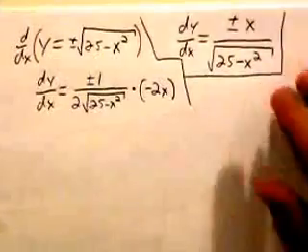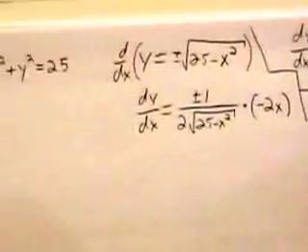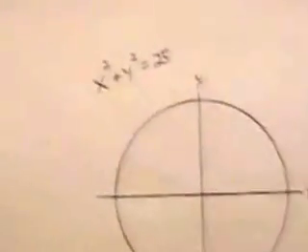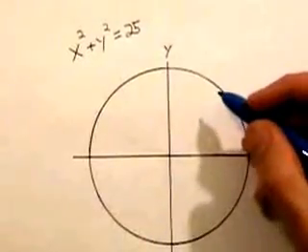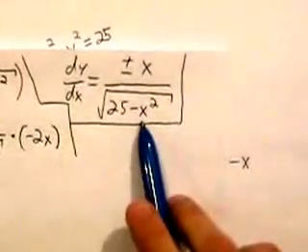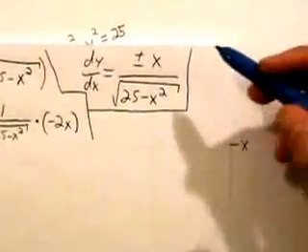Now, that's called explicit differentiation. If we want slopes of lines tangent to this curve, which by the way is a circle centered at the origin of radius 5, if we want slopes of tangent lines as a function of x, all we've got to do is plug in various values of x. And that's going to give us the slopes.